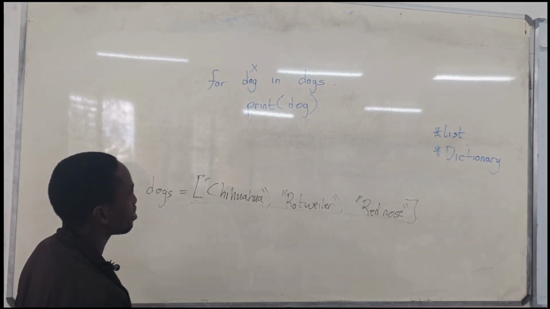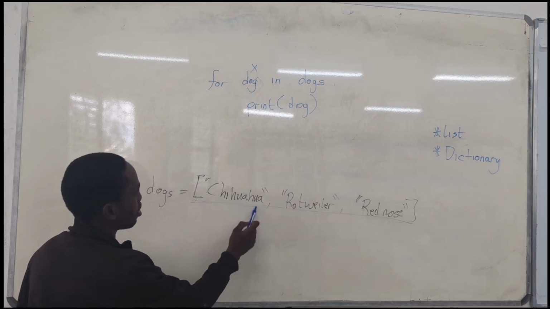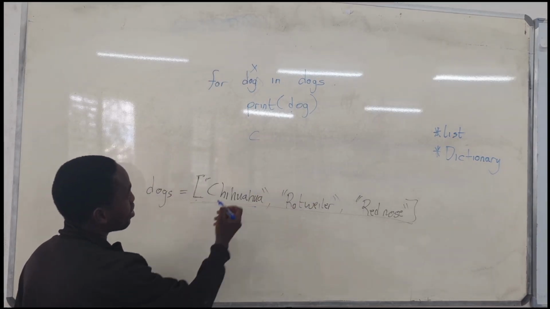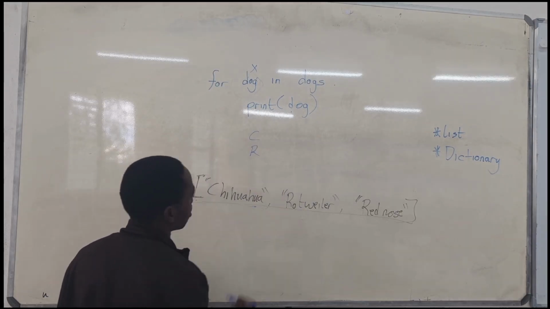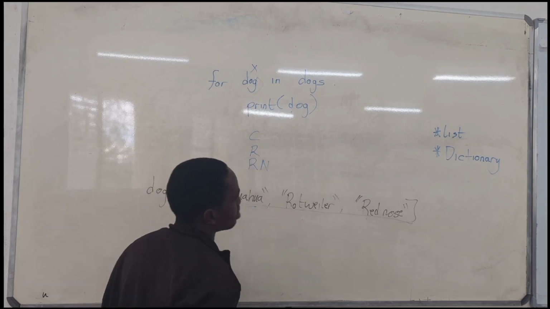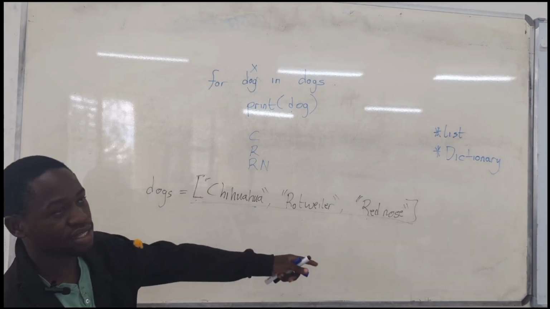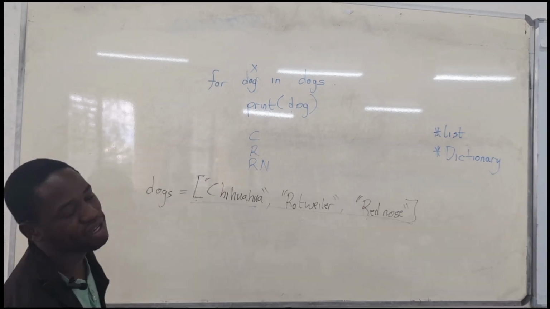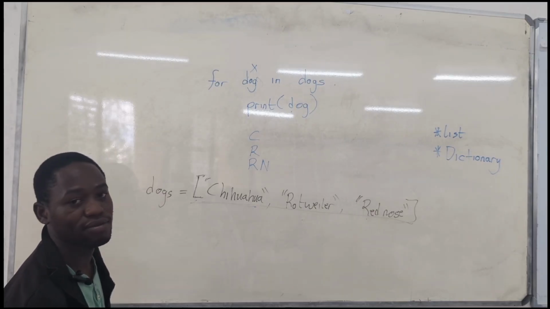So it will start with the first dog, this dog will be assigned this, and then it will print it. And then the next time it iterates, it will be this, and it will print. The next time it will be this, and it will also print that. Just like that. And that's how you print through a list using a loop. You just use those two lines, just like that. Any questions so far?